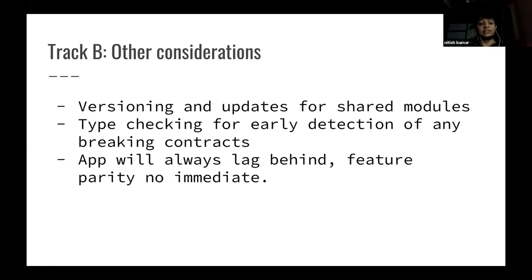What are the other considerations? Basically, versioning and updates for shared modules are very important. You need to follow this approach so that you know what the dependencies and breaking changes are. That has to be there. You should use type checking, maybe something like TypeScript or Flow, so that you know if contracts are breaking, because not everybody is writing documentation all the time. So here you need to adhere to contracts very well. That is very important. And like I said, parity might not be immediate.